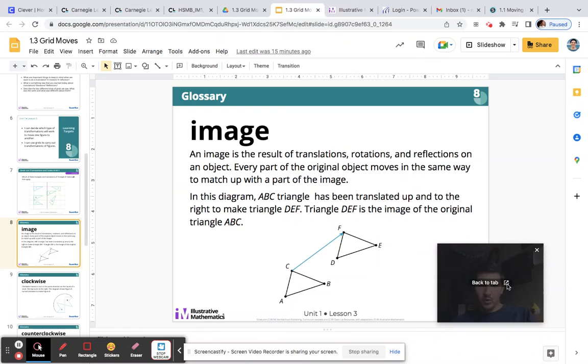The only other vocab word I want you to make sure you know is image. An image is the result of a translation, rotation, or reflection on an object. So every part of an original object moves in the same way to match up with a part of an image. All of our images are rotating, reflecting, translating onto each other, as long as our vertices are matching up. I'm hoping this makes sense. If it doesn't, let me know.